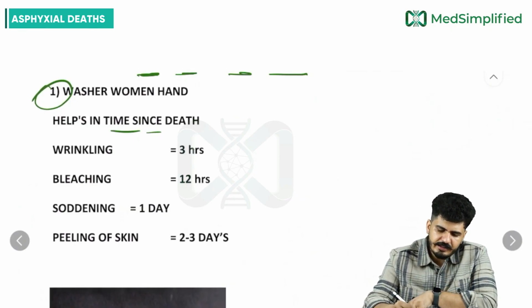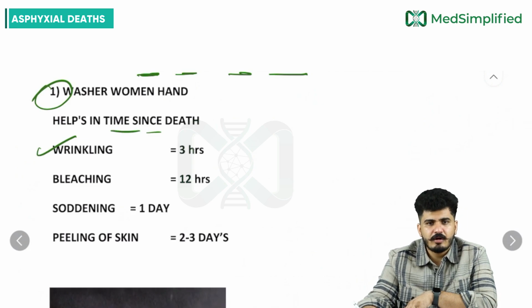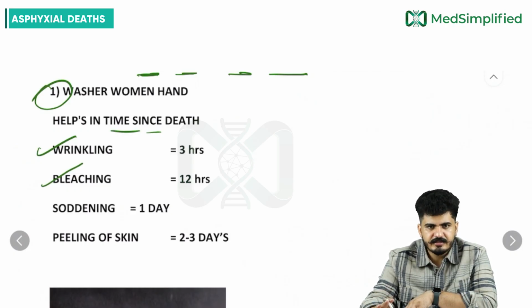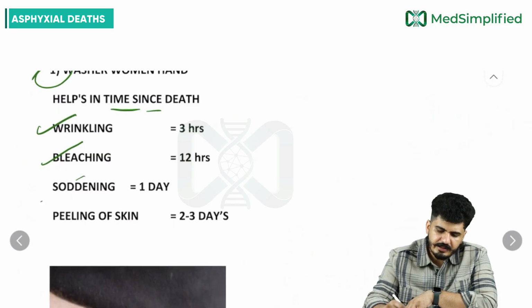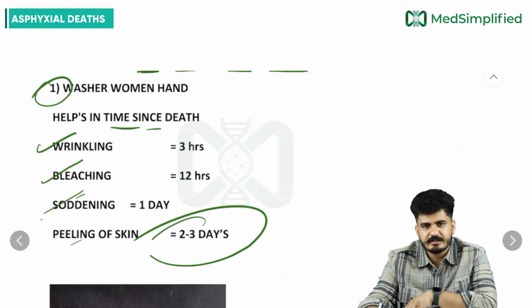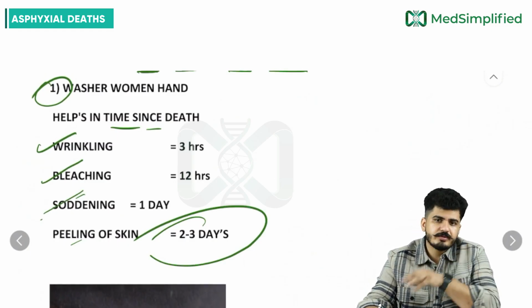So, what will happen? In the first 3 hours, there will be wrinkling of the skin. Then in another 12 hours, you will see bleaching of the skin. Within 3 hours, you will see wrinkling. Then after 12 hours, bleaching will be there. Then at 1 day, sodden appearance will be there, and peeling of skin will be seen after 2 to 3 days. So, the body will get decomposed in water.